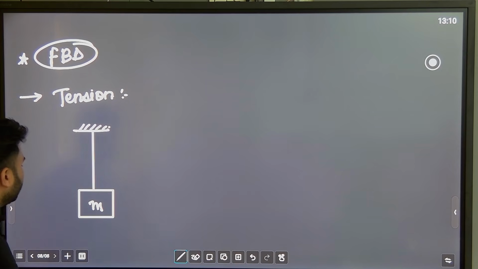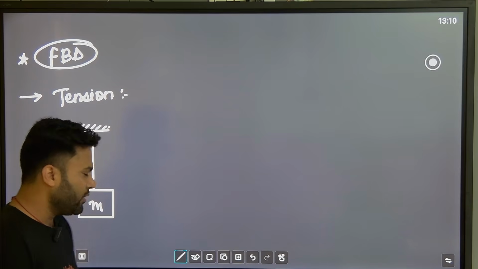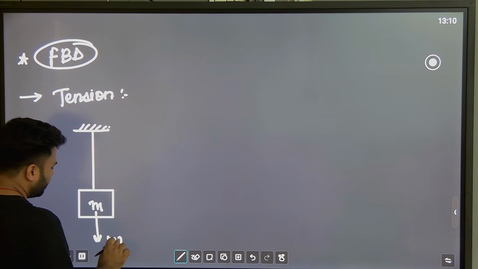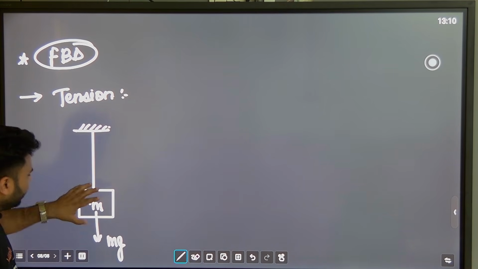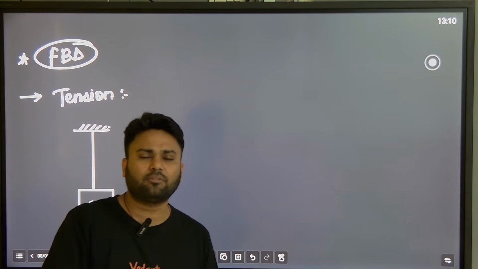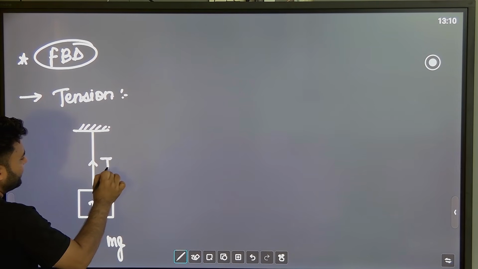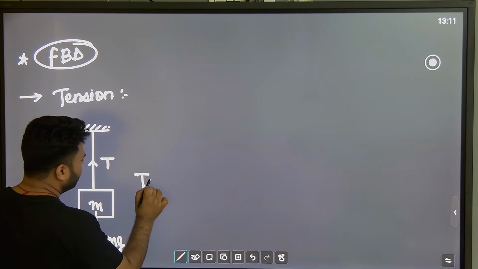Right now, if the object is at rest, the string is tight. If I see what forces are acting on this mass, you will say one is gravity, mg, and something is supporting it so that it is at rest, meaning an upward force is acting. If there was no string, there was no such force and the body would fall down. This upward force is called tension in the string, and these two forces are equal. We can write tension equals mg.